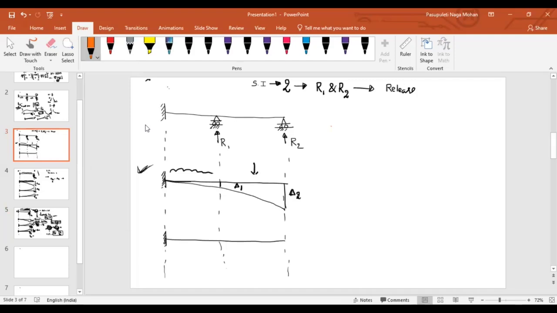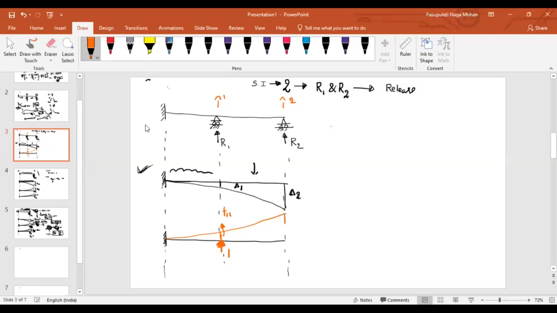Now, first of all, imagine that I have applied the unit load here. What can be the deflected shape? This might be the deflected shape, right? Yes, sir. Now, how can I represent this value? Along the coordinate 1. Here I am measuring the displacement along the coordinate 1. That means what I should call? F11, sir.